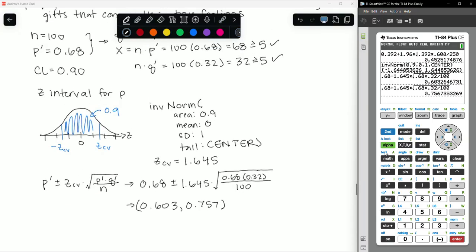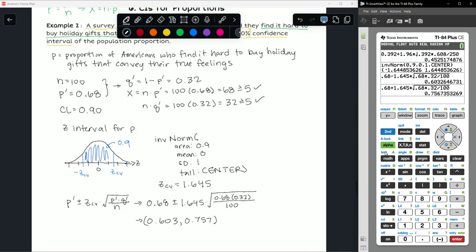So scrolling back up, we can say that we are 90% confident that the true proportion of Americans who find it hard to buy holiday gifts that convey their true feelings is somewhere between 60.3 and 75.7%.